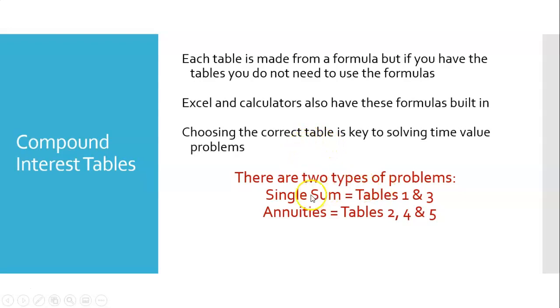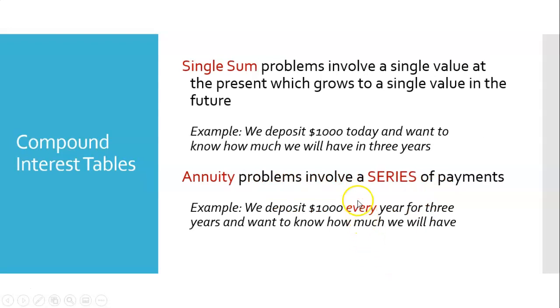There are two types of problems: the single sum problems, which were addressed in the previous video, and annuity problems, which we're going to take a look at now. Single sum problems involve a single value at the present, which grows to a single value in the future. Now we're going to take a look at annuity problems, which involve a series of payments. Either we're receiving a series of things or we're paying a series of things.